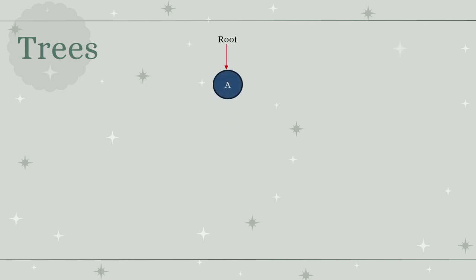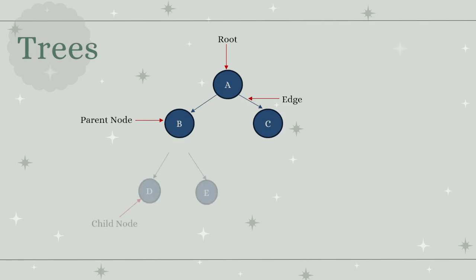The topmost node in a tree is called the root node. It is the starting point from which all other nodes descend. A node that has children is referred to as a parent node. The connections between nodes are called edges, representing the relationship between the nodes. The nodes that descend from a parent node are called child nodes. Each child node can itself be a parent to other nodes.